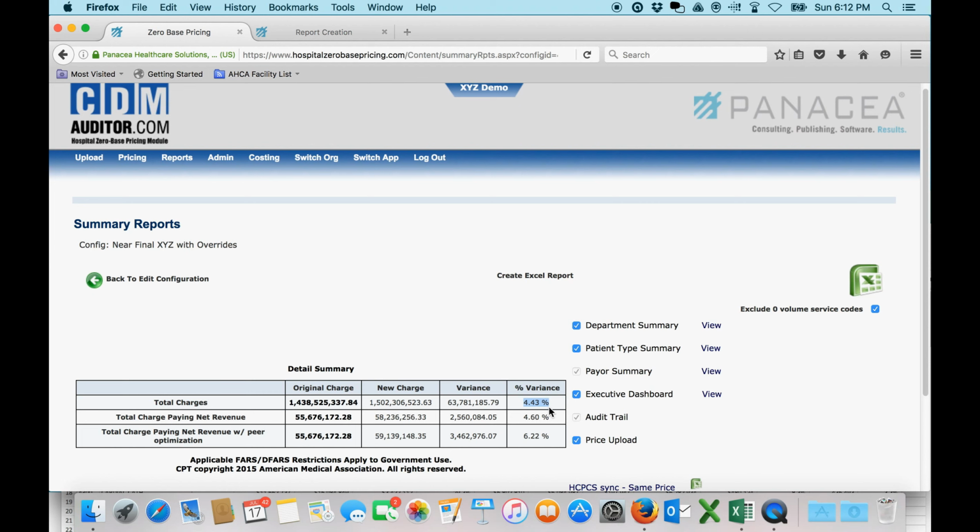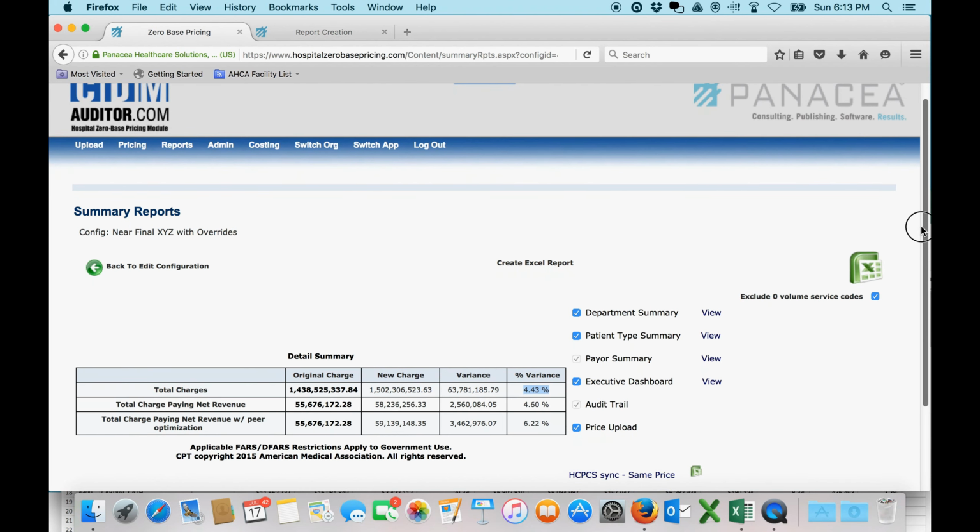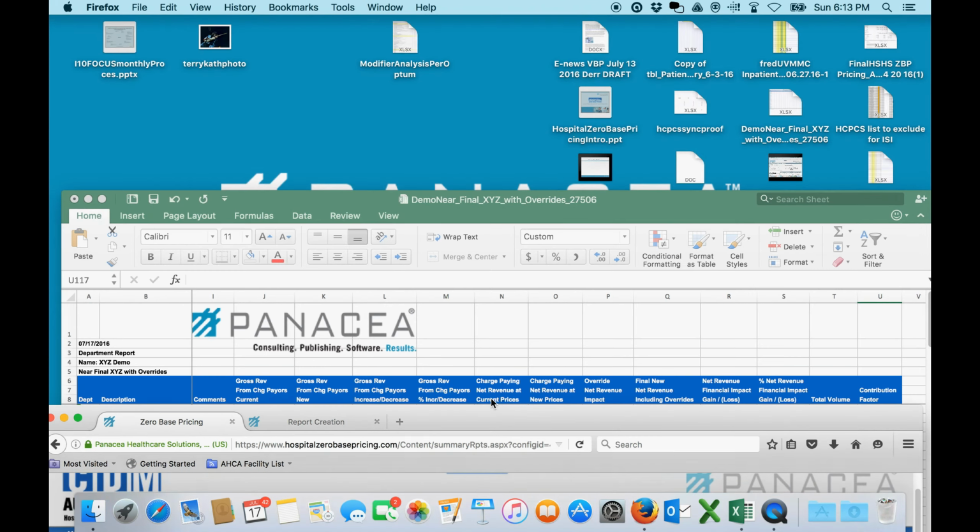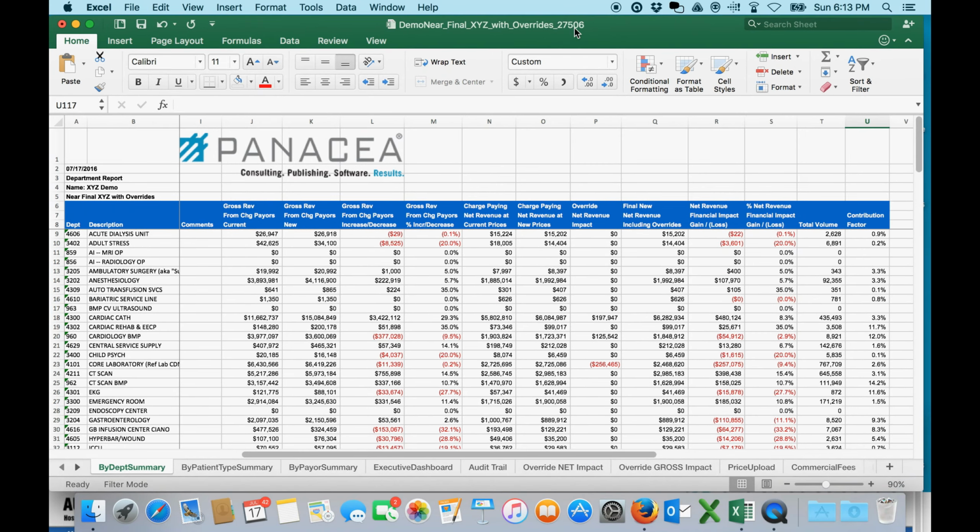But again, the best part is that we've begun to reduce those very high charges, those charges that were very high above the peer group. We know that most of those have come down by at least 35%. We have a 35% cap on decreases. So what we can do here is click this Excel worksheet and start looking at the reports in detail. To save time, I've done that, and let's just take a quick look.